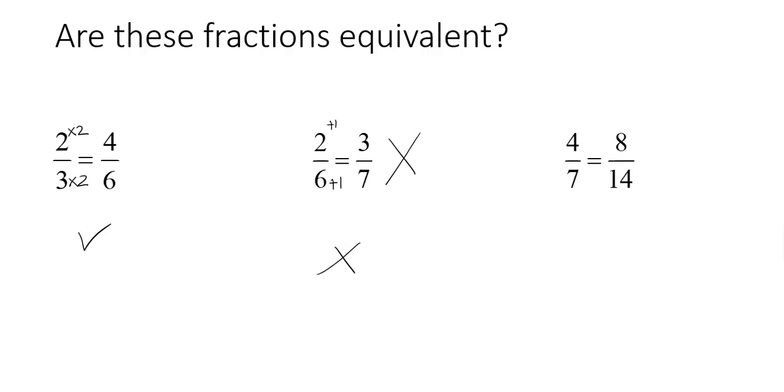In this last example here, we compare our numerators. We're going from 4 to 8, so we're multiplying by 2. And we're going from 7 to 14, so we're also multiplying by 2. So yes, those are equivalent fractions.